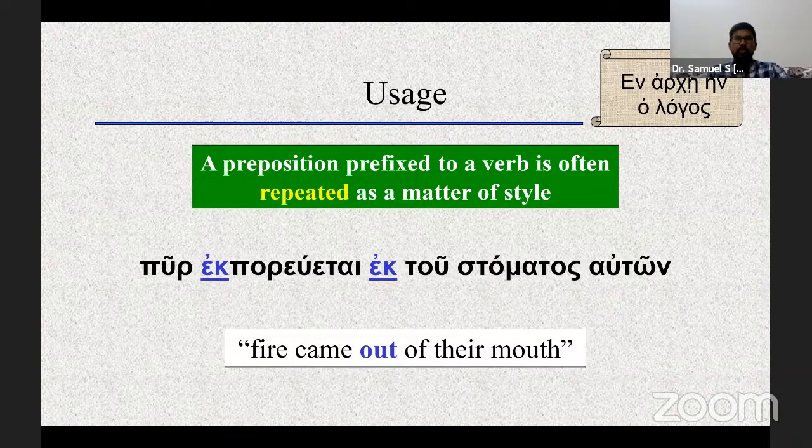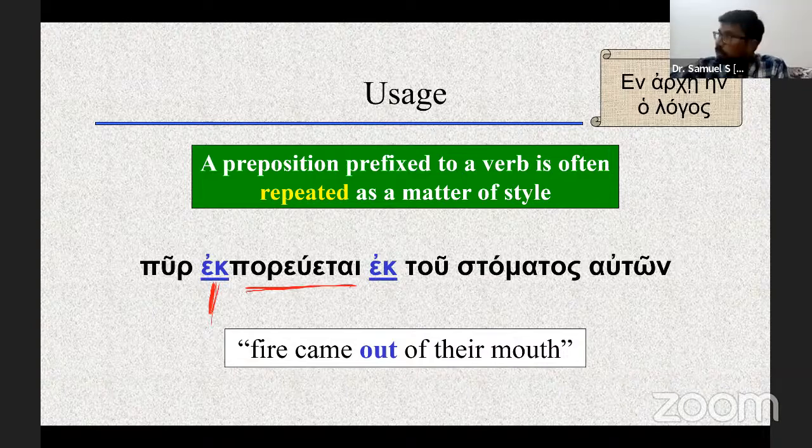A preposition prefixed to a verb is often repeated as a matter of style. You see, ek is the preposition. It's prefixed to the verb poruetai. Somebody please parse poruetai.